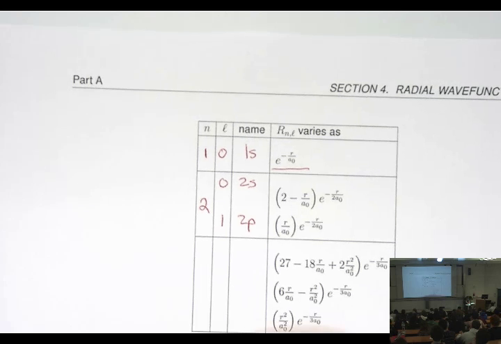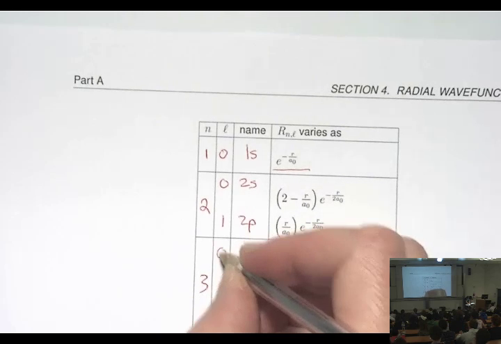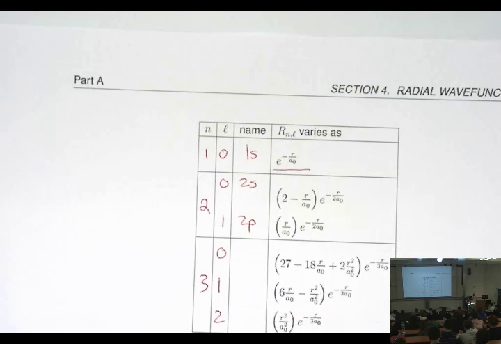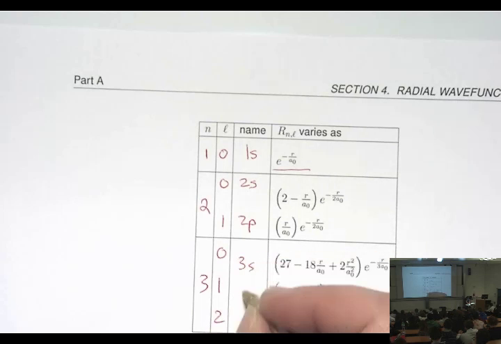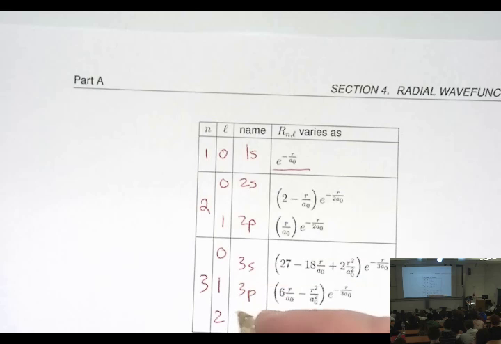What about n equals 3? Then L could be 0, 1, or 2. So we're going to call that 3s, 3p, and then if L equals 2, we're going to call it 3d.